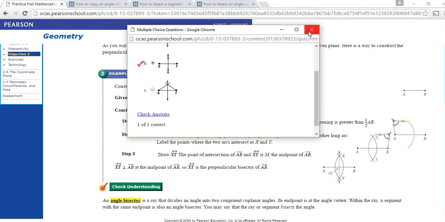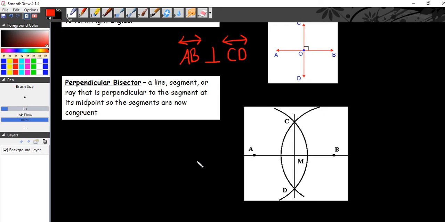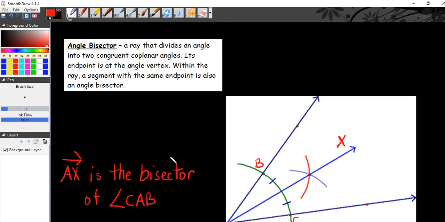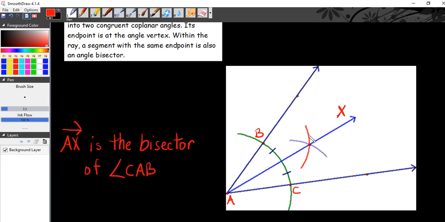Alright, last thing we're going to talk about is an angle bisector. So if I move it down here, this one's kind of big. A ray that divides an angle into two congruent coplanar angles. Its endpoint is at the angle vertex, and within the ray, a segment with the same endpoint is also an angle bisector. Alright, this is what I want you to draw in your notes. That ray AX is the bisector of angle CAB. So you can pause that and do that.